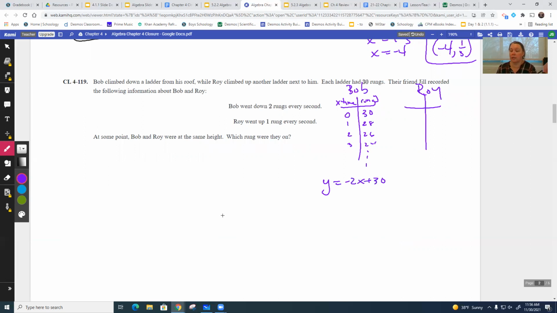And then Roy is on the ground. So again, x is time and y is what rung he's on. So he starts on the ground, and then for every second, he goes up 1.